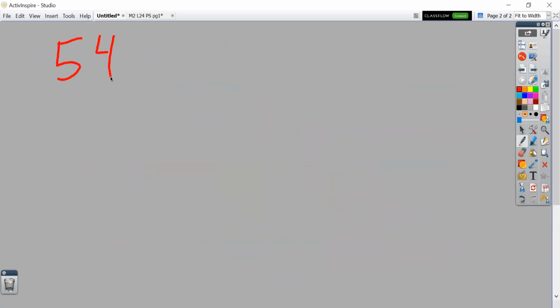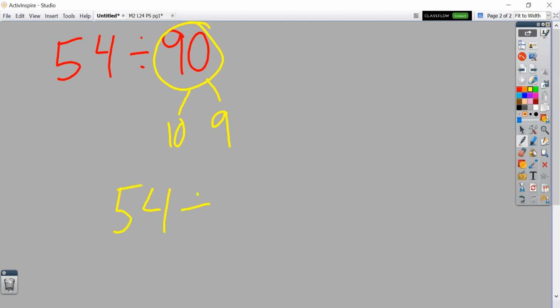Let's still use 54, but this time instead of dividing by 10, let's divide by 90. So it's still a multiple of 10, but there's ways that we can break down 90. What is 90 if we break it down into the multiples of 10? Well, it's 10 groups of 9 or 9 groups of 10, right? So perfect. Now we can think about this in a different way. We can break this apart. So now we could do 54 divided by 9 divided by 10. And we're going to start with the 54 divided by 9 because that's a basic fact.